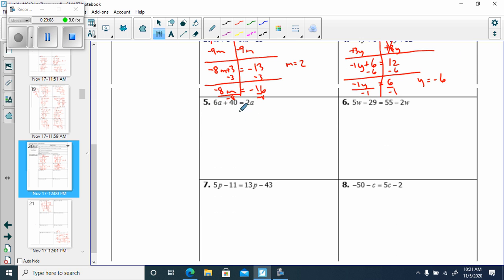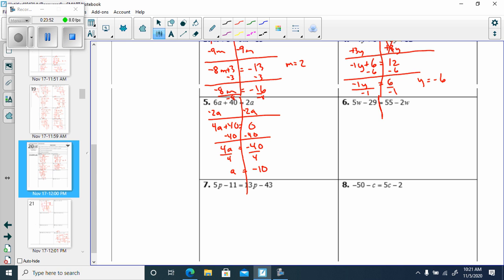Let's look at number 5. Both this side and that side is as simple as it can get, but we need to get all the variables on one side and the numbers on the other. I'm going to subtract 2a from both sides so I can get all the variables on this side. That gives me 4a plus 40 is equal to 0, because 2a minus 2a is 0. I need to get all the numbers on this side, so let's subtract 40 from both sides. 4a then would be equal to negative 40. Let's divide both sides by 4, and a is equal to negative 10.